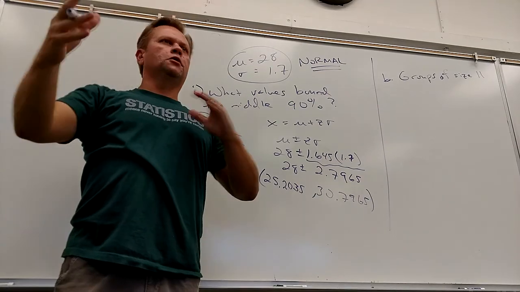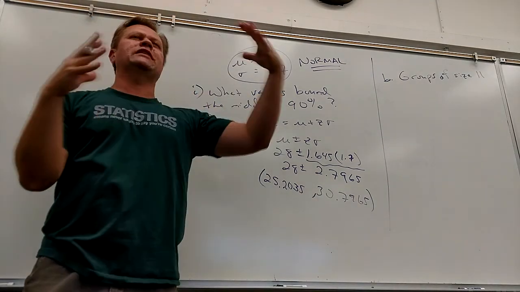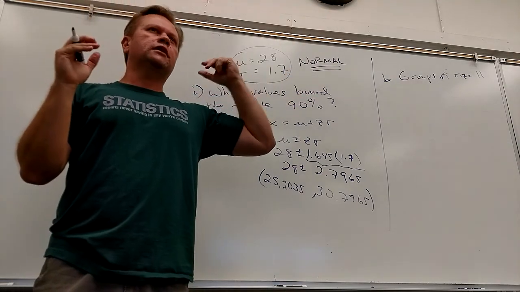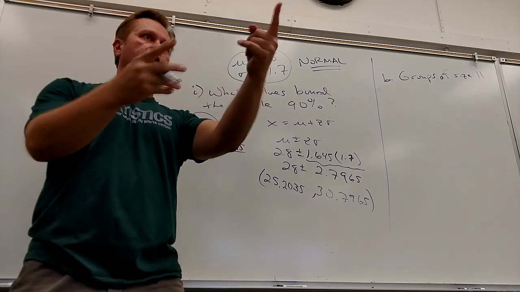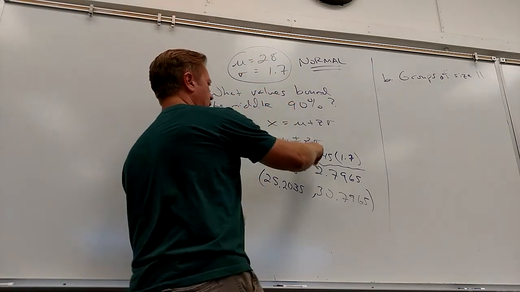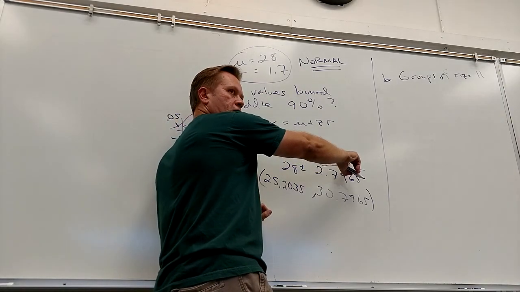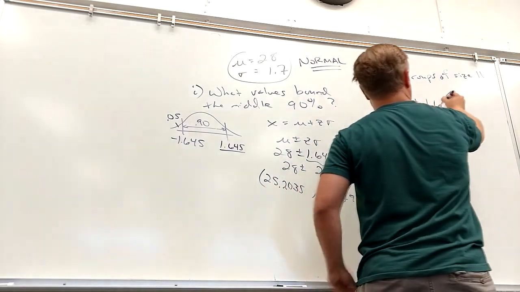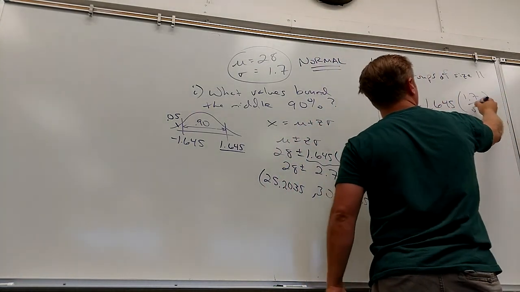So I want to know between what values bound the middle 90% of all sample means of groups of size 11. What's going to change? What changes when I start taking samples? Standard deviation. So it's going to be the exact same stuff I did here, except instead of 1.7, I'm going to have 1.7 divided by square root 11.